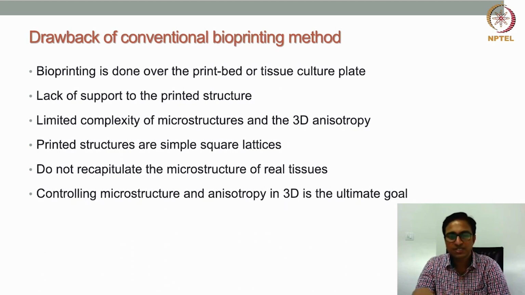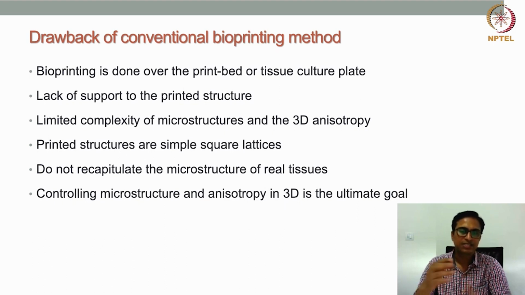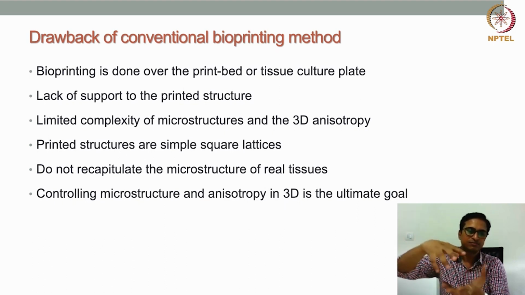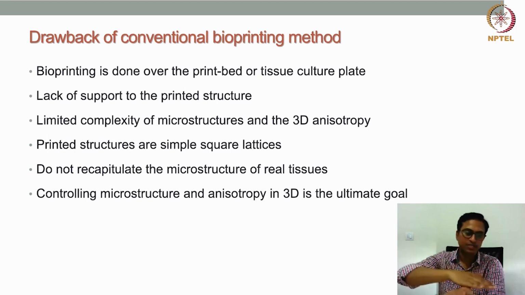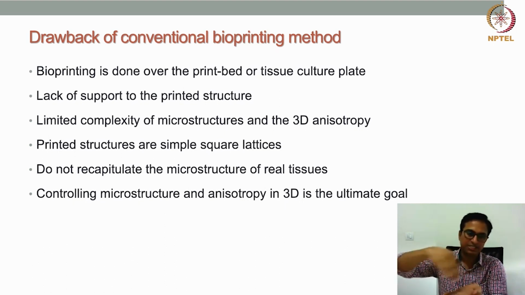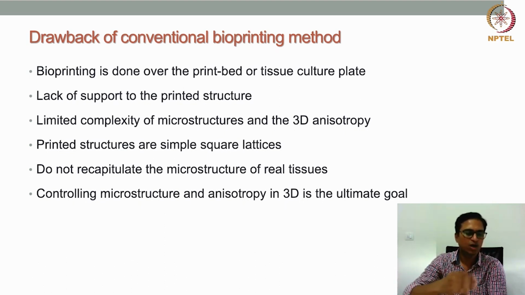Most of the current bioprinted structures are simple lattice structures, where the first layer is printed at a certain angle, say 0 degrees, and then the next layer at 90 degrees to the preceding layer, or any other angle.